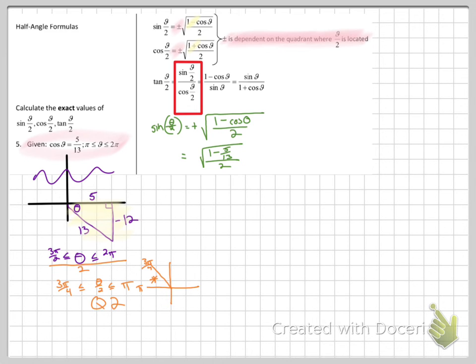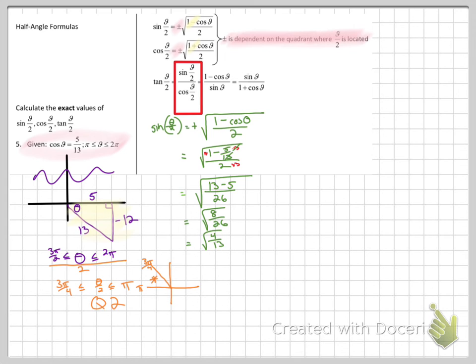Then we want to do the fraction busting thing that we've been doing over and over again this year. Common denominator is 13, so I'm going to multiply everybody by 13. So square root of 13 times 1, minus, the 13's cross out, so minus 5, over 13 times 2 is 26. 13 minus 5, 8 over 26. 8 over 26 reduces to 4 over 13.